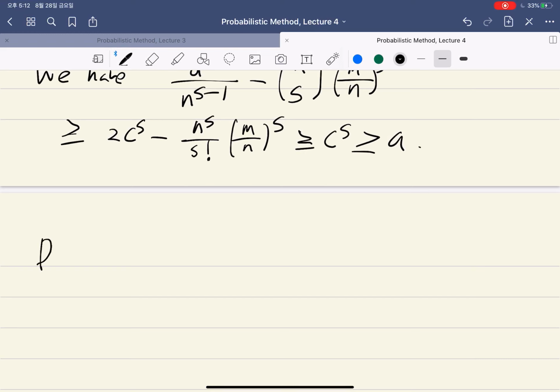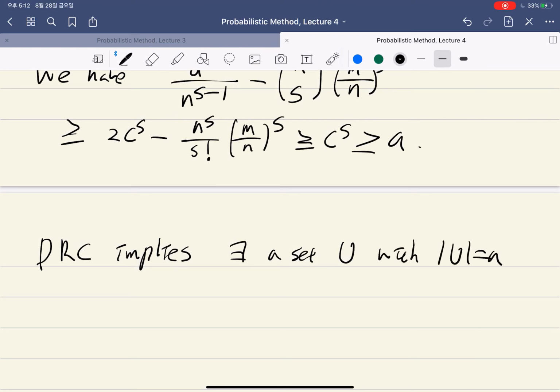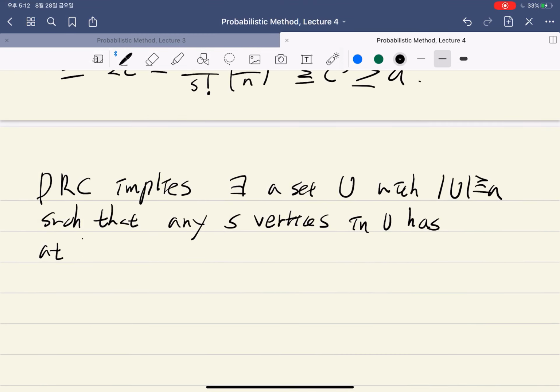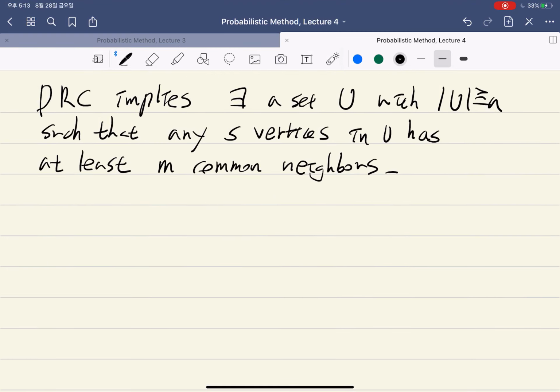Thus, the dependent random choice lemma that we proved previously implies that there exists a set U with size at least A, such that any S vertices in U have at least M common neighbors.